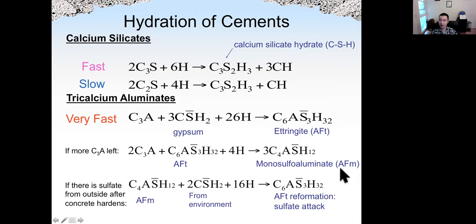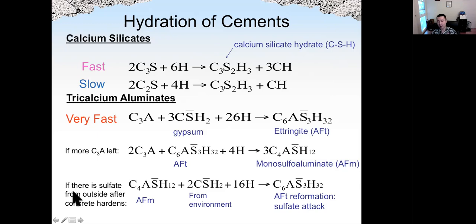That means for every one part of C3A, there is one part of sulfate. M is for mono. AFt means for one part of C3A, that is one part of aluminate, we have 3 parts of sulfate. T is for tri, or 3. Remember the names of the hydration products for C3A.